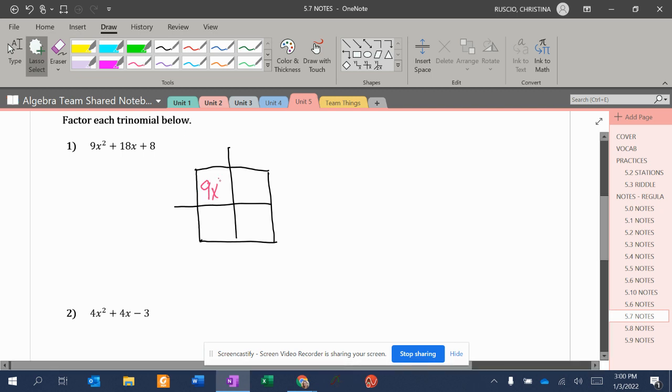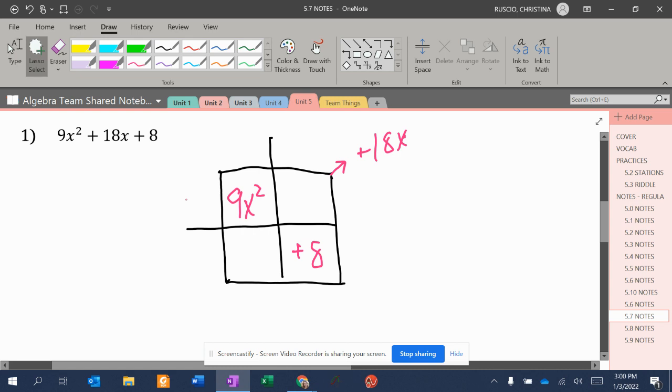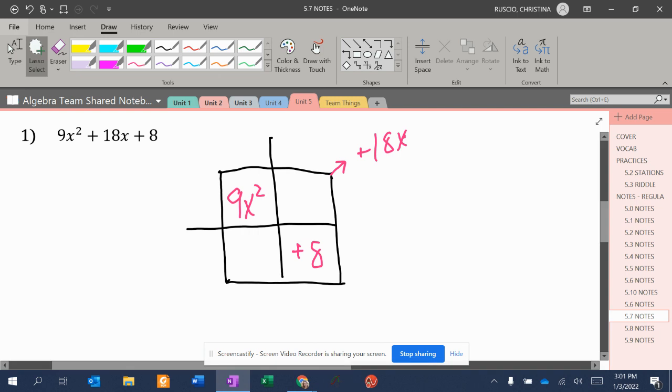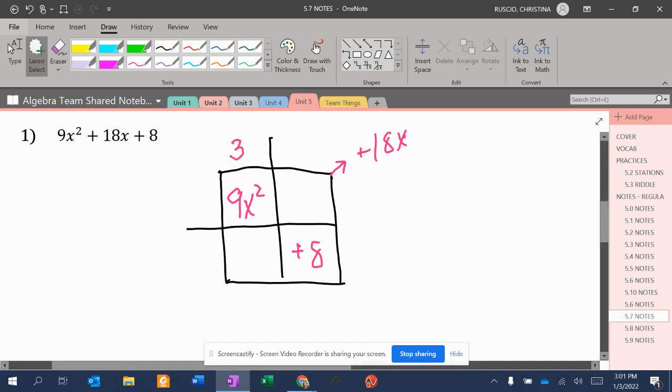So 9x squared plus 8 plus 18x. Okay, so we've been used to putting 9x and 1x on the sides. But today we are going to add another layer of complexity where we need to find numbers where one of them isn't a 1. So what are two other numbers that multiply to 9 other than 9 and 1? If you said 3 and 3, you are correct. So 3x times 3x is 9x squared, okay?